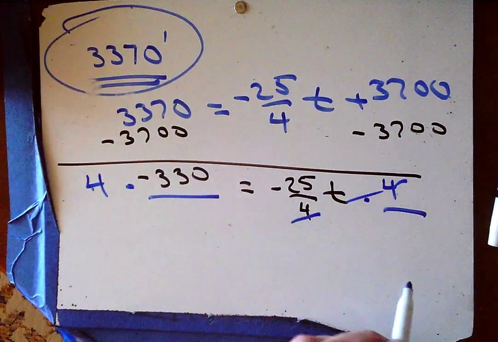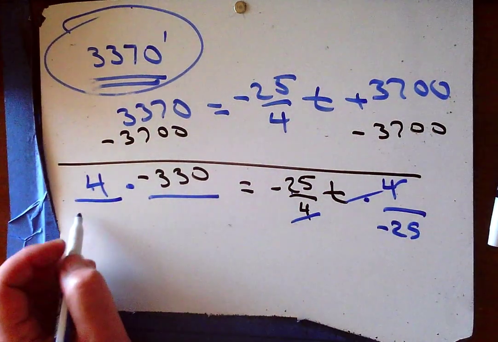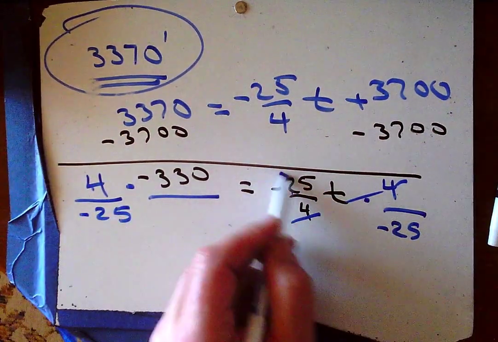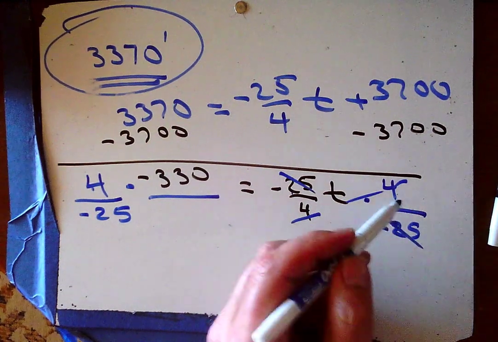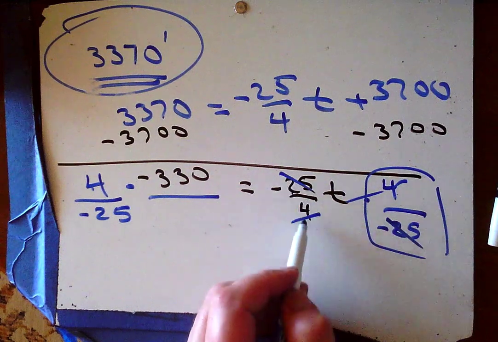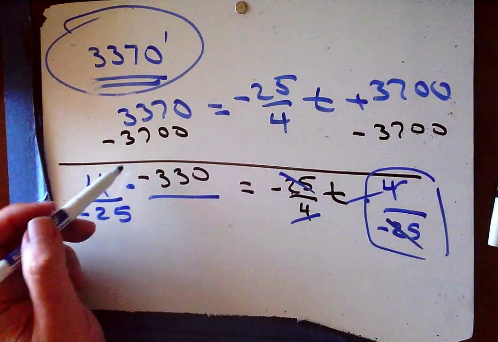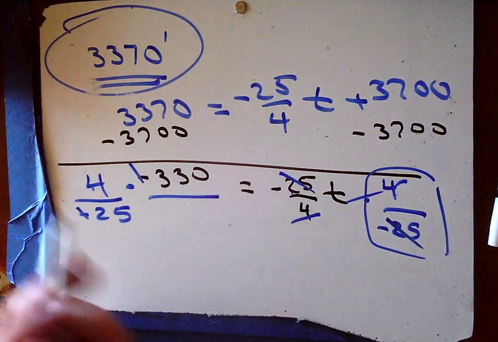Because then that will cancel out that. And at the same time, divide both sides by negative 25. Because then that will cancel that. I.e., what did I do? I multiplied by the reciprocal. Multiply by the reciprocal to clear that out, but do it to both sides of the equation. Okay, so we can cancel out these negatives.